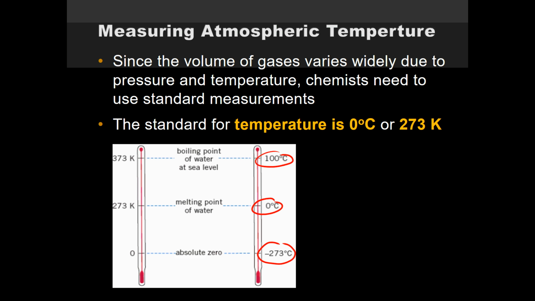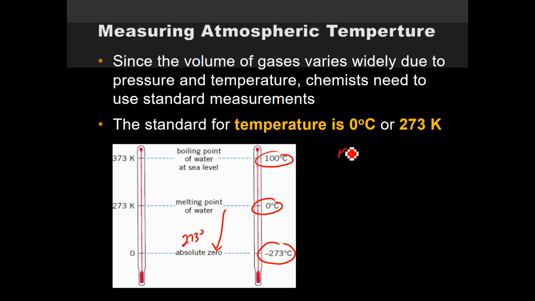So we have another scale that scientists have developed. It's called the Kelvin scale. It's exactly the same as the Celsius scale. The only difference is the zero is shifted 273 degrees. So instead of having absolute zero at minus 273, absolute zero is actually zero on the Kelvin scale. And then the melting point of water, instead of zero, is 273.